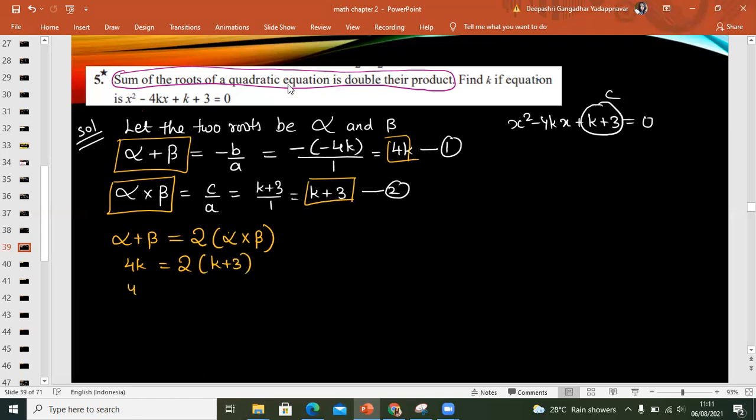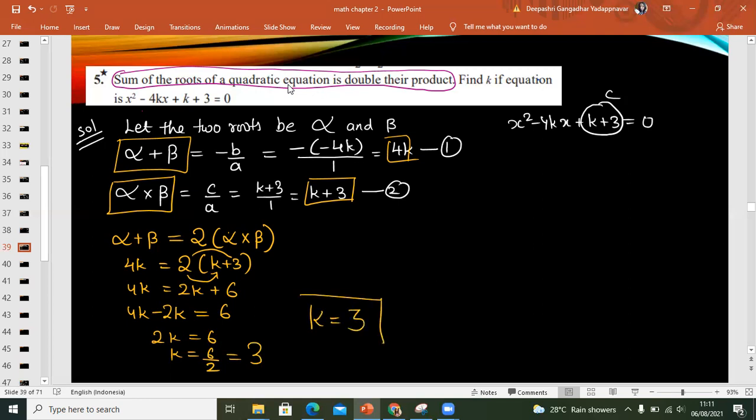Just solve this. 4k equals, multiply this inside the bracket, 2 times k gives you 2k plus 2 times 3 gives you 6. 4k, bring this 2k to the left, it will change the sign, it will become minus 2k equals 6. 4k minus 2k gives you 2k equals 6. K will be 6 divided by 2, that is 3. So k answer we have got here as 3.